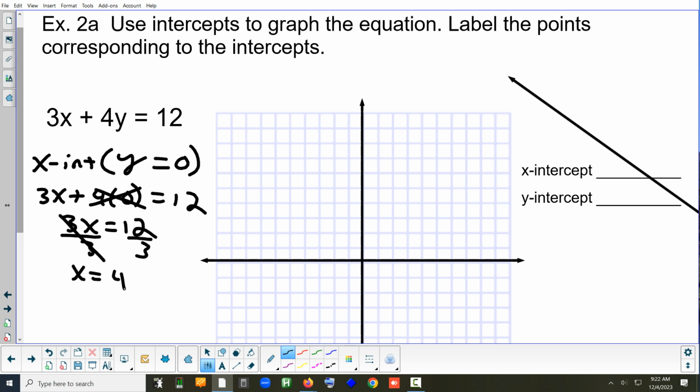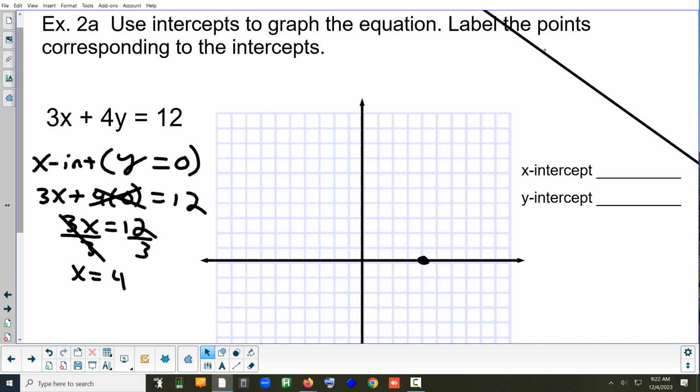That's my x-intercept. So that's where it crosses the x-axis: 1, 2, 3, 4. And what's the coordinate? That's what I need to go plot on the graph. So what's my coordinate for my x-intercept? 4 and 0. Yep, (4, 0).